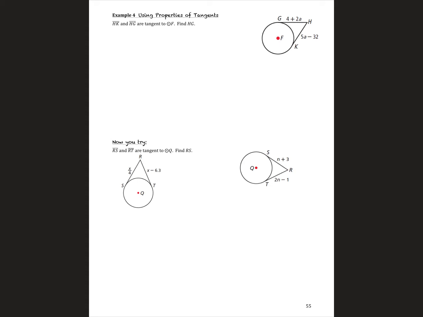Page 55, example 4. When two tangent lines meet at one point outside the circle, these are equal to each other. So you're going to set them equal to each other and then solve.